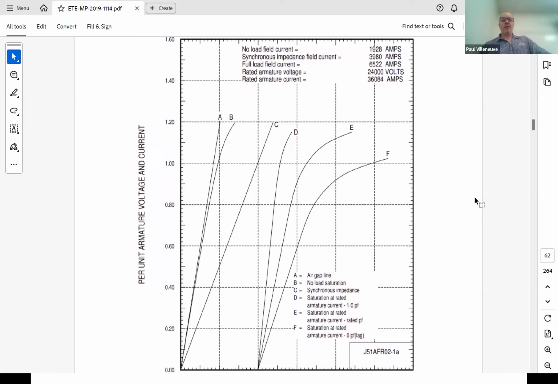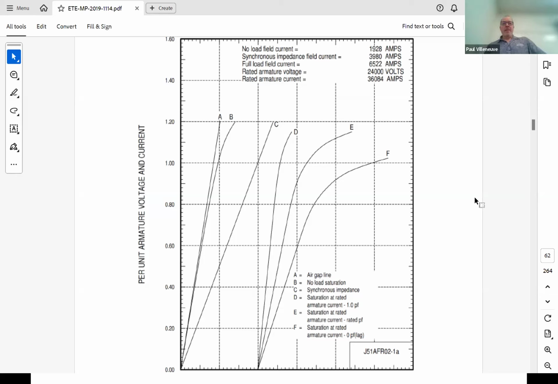Moving down to the actual curve, we have a no load current. So this is operated at no load, and this is how much field current it pulls under no load. So you need almost 2,000 amps at 590 volts DC just to produce 24,000 volts under no load. Under full load conditions, now we're pushing, we need about 6,500 amps of DC current.